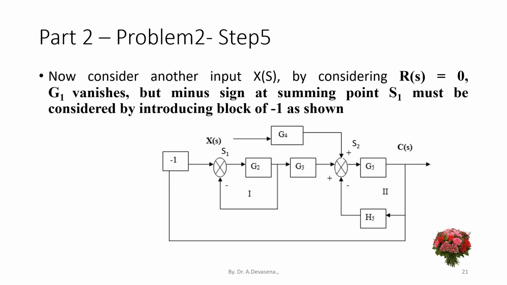This is the given block diagram. Now consider another input X of S, by considering the input R of S is equal to 0. If you consider input R of S is equal to 0, it means the block G1 vanishes. But the minus sign at the summing point S1 must be considered by introducing a block of minus 1 as shown in this figure.